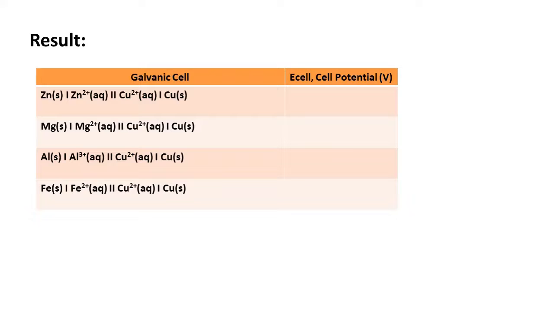As you know, for the standard reduction potential E0 cell, we measure at the standard condition of 1 molar, 1 atm. But for this experiment, we are using 0.1 molar, so what we measure today is not E0 cell, it is E cell, which refers to the Nernst equation.